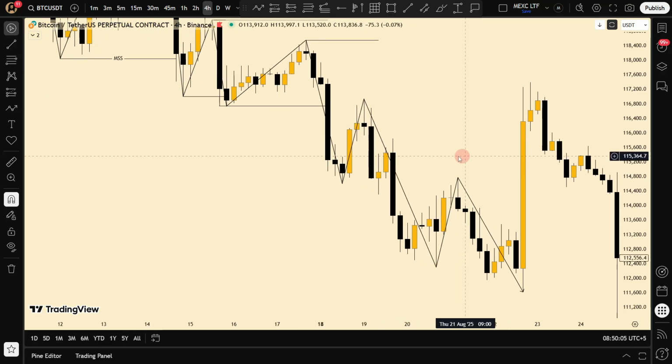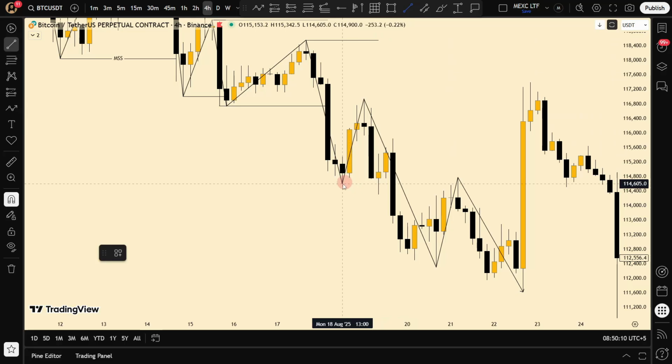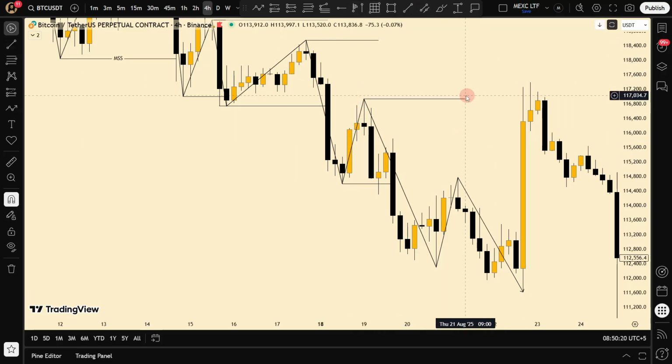So what happens then? Break of structure. We retrace until when? Until this point when this candle closes below this level. And now we have a new protected high.